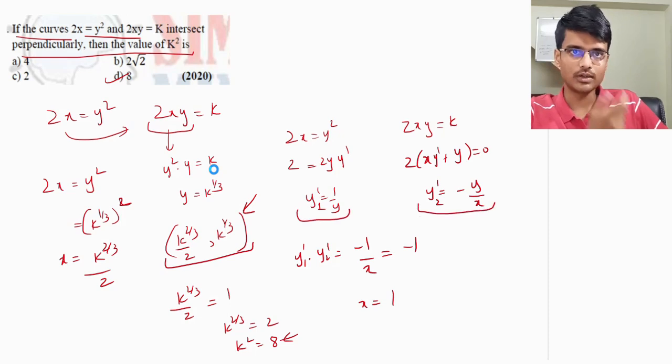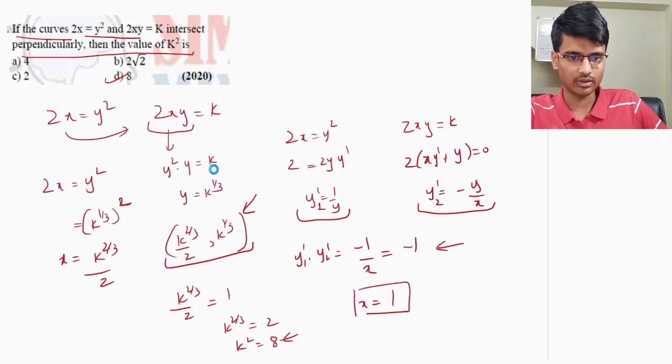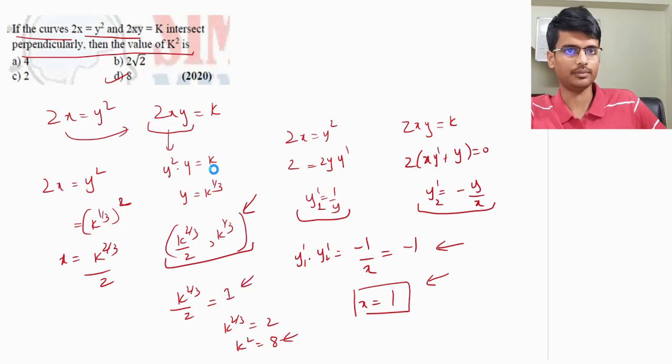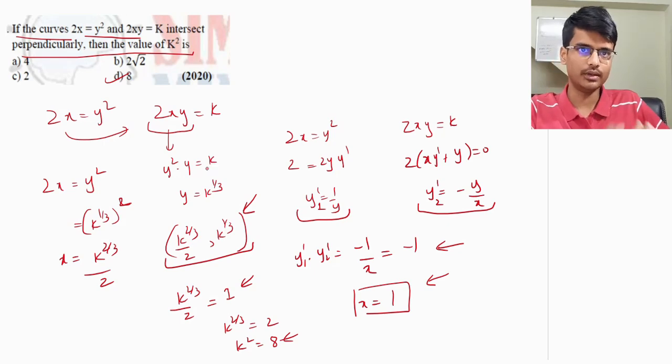Because the curves intersect at 90 degrees, the product of their slopes is minus 1. So I substituted that. I got x equal to 1. So at x equal to 1, this thing happens. So I just back substituted k^(2/3) by 2 equal to 1. On solving this, I got k square equal to 8. So this is how you solve this type of question. First find out the point of intersection, then do the conventional process. Moving on.